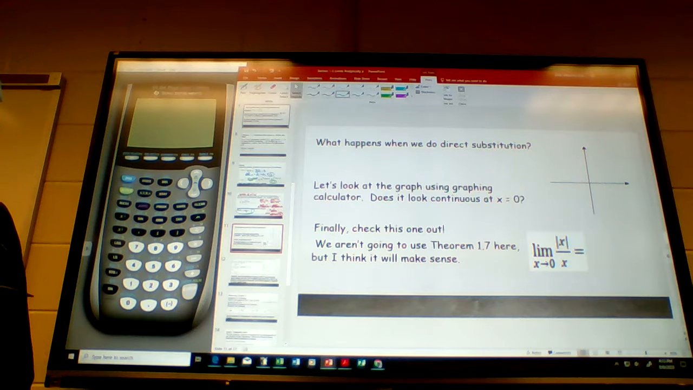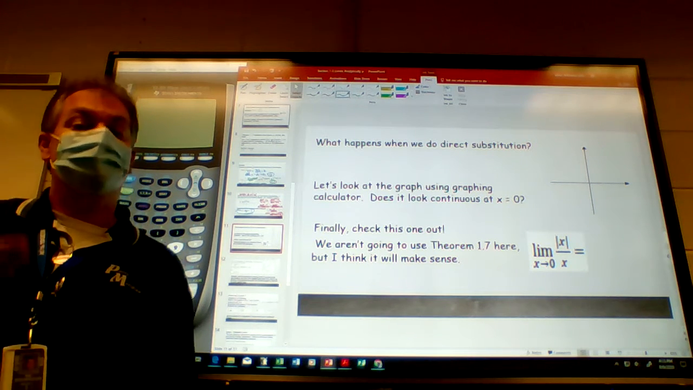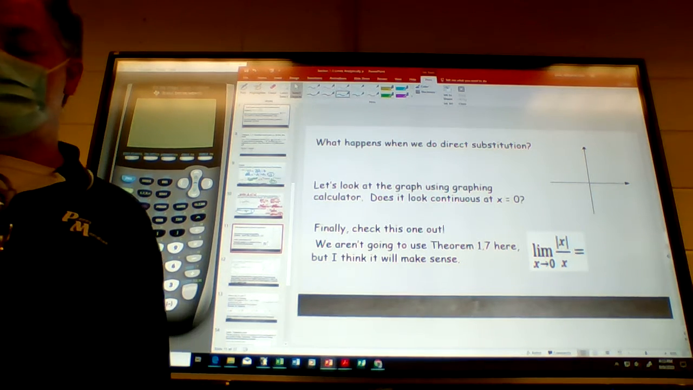And then sometimes, what do we do when we do direct substitution? You could practice that on your own, and it doesn't look continuous at x equals 0. That's something you can explore on your own, and we'll talk about it in class.